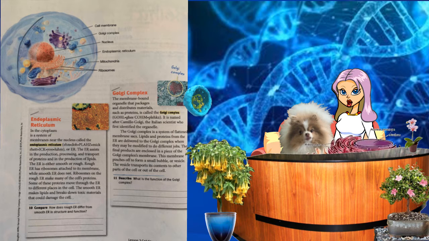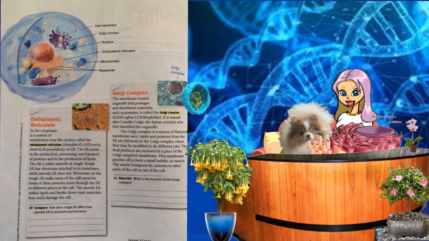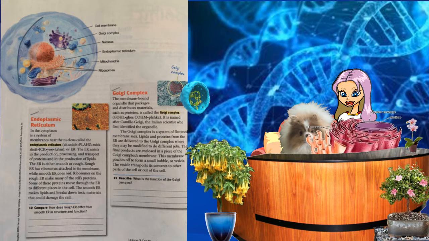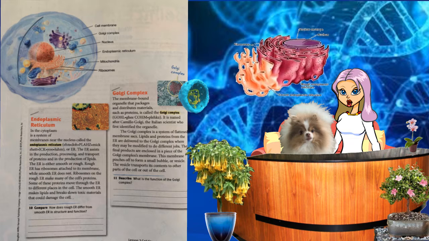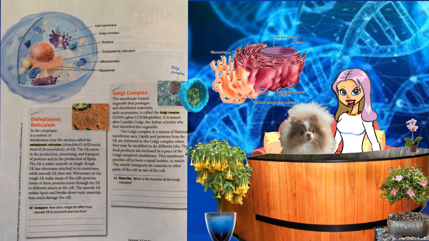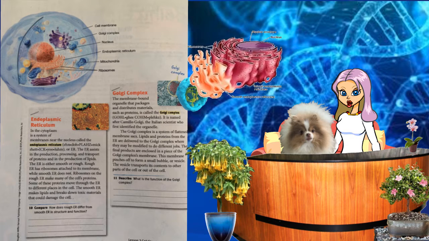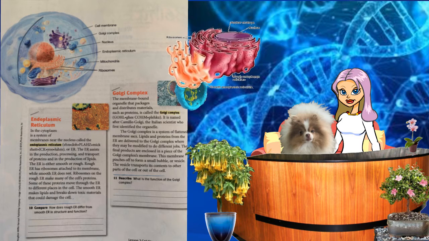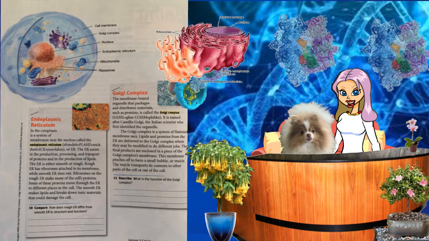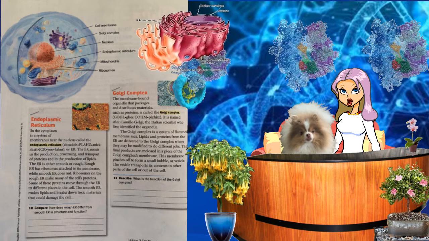It's where you find a lot of... So in the cytoplasm is a system of membranes near the nucleus called the endoplasmic reticulum, or ER. Endoplasmic reticulum assists in the production, processing, and transport of proteins, and in the production of lipids. The ER is either smooth or rough. Rough ER has ribosomes attached to its membrane, while smooth ER does not.